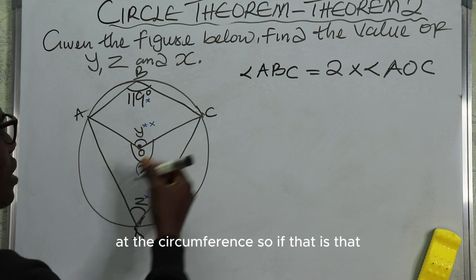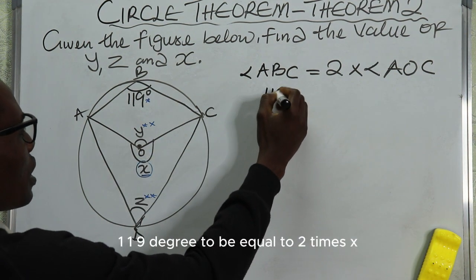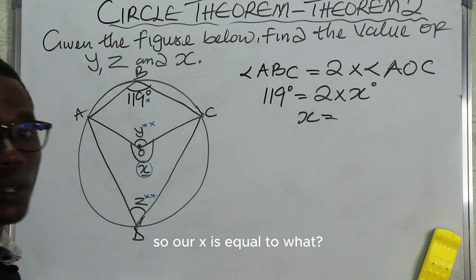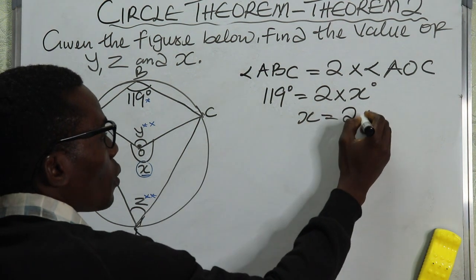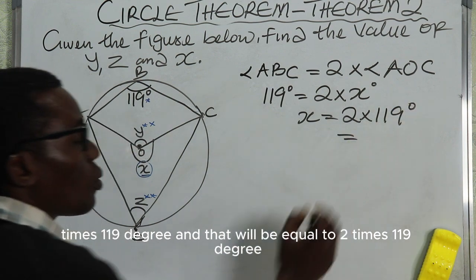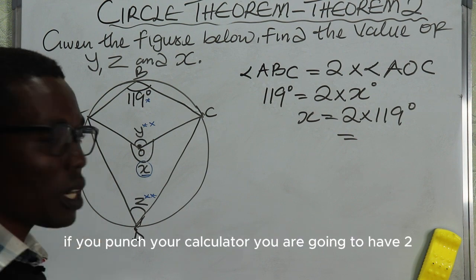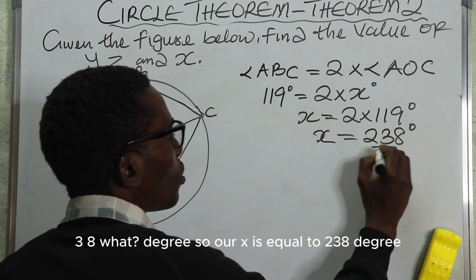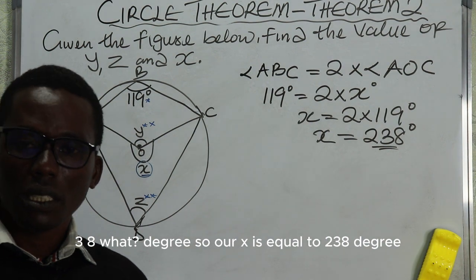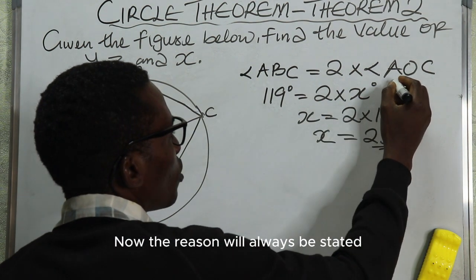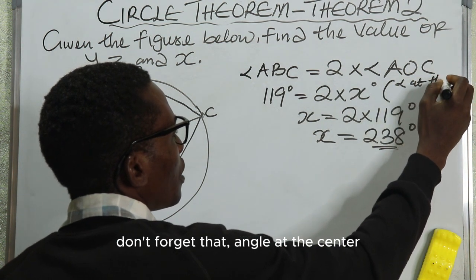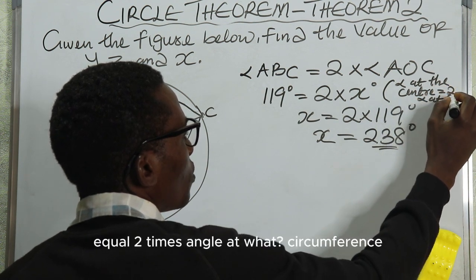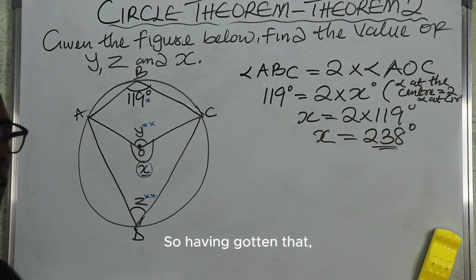So if that is that, we can now look at our angle 119 degrees to be equal to 2 times x. So our x will be equal to 2 times 119 degrees. If you punch your calculator, you are going to have 238 degrees. So our x is equal to 238 degrees. Now the reason will always be stated. Don't forget that angle at the center equals 2 times angle at the circumference.